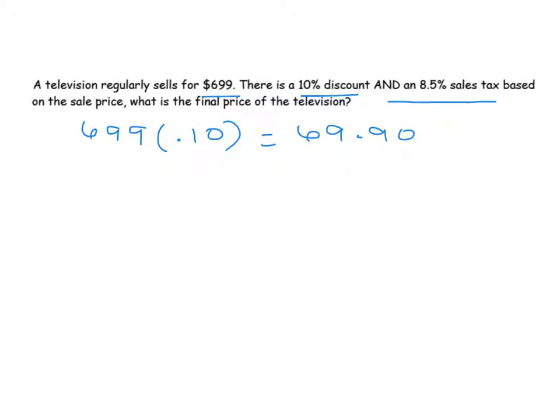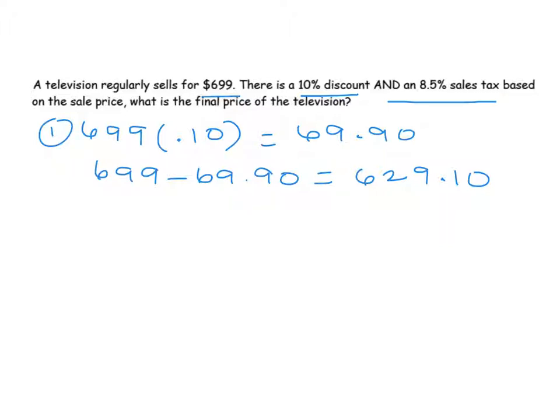And since this is a discount and I'm saving money, that means I'm going to take my original price, $699, and I'm going to subtract $69.90 from that. And that is going to give us $629.10. All right, so that is step 1. We're going to apply the discount.